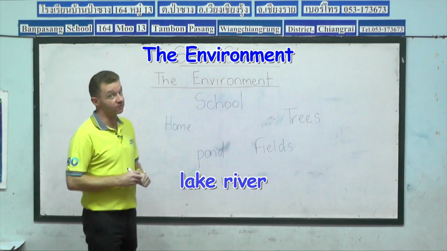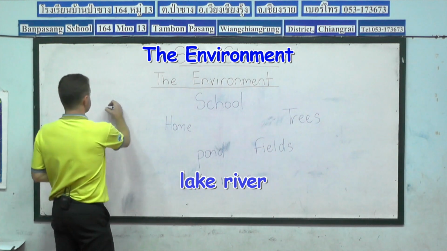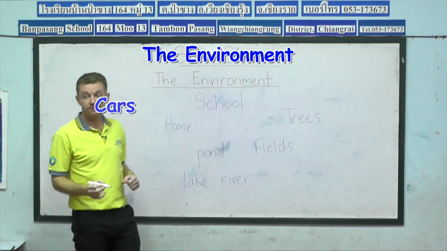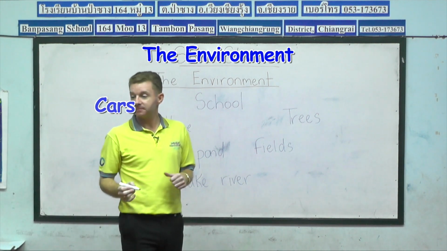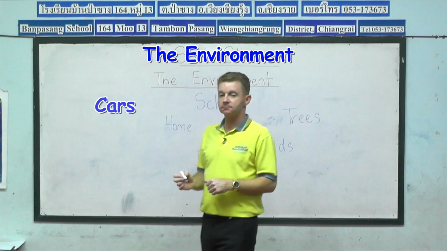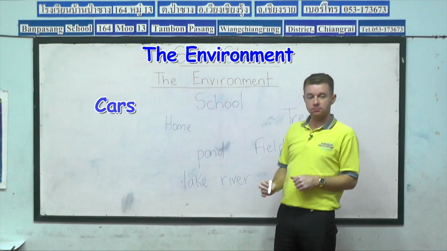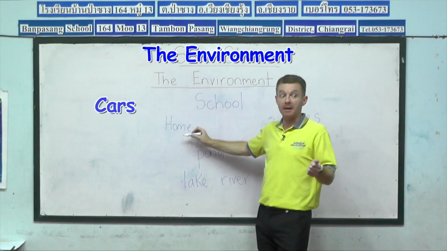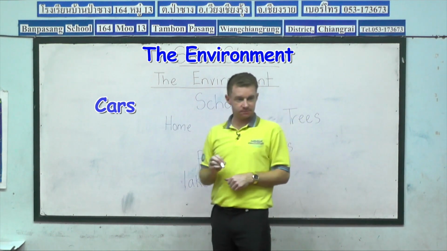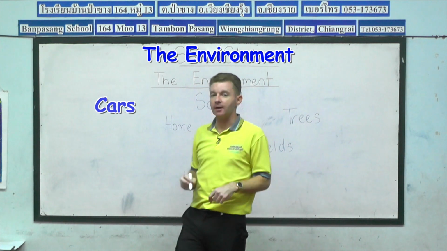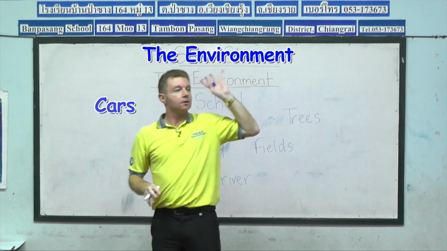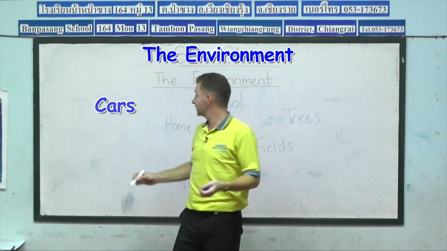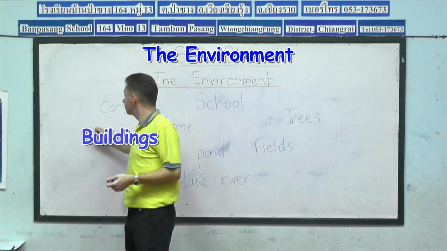Cars. Okay, cars are definitely a part of the environment. Cars create lots of traffic. And what else can we see? Instead of trees, similar to school, home, what are the types of environments? Man-made, they are buildings. Yes, we go to the city centre, we see lots of things like supermarkets, malls, shops, restaurants. These are all types of buildings.